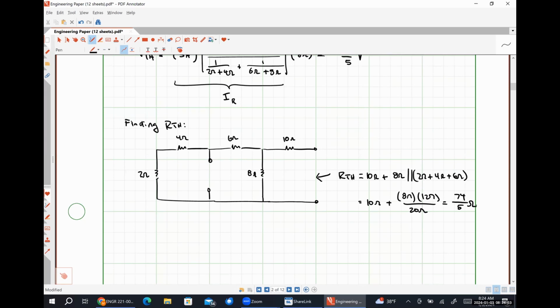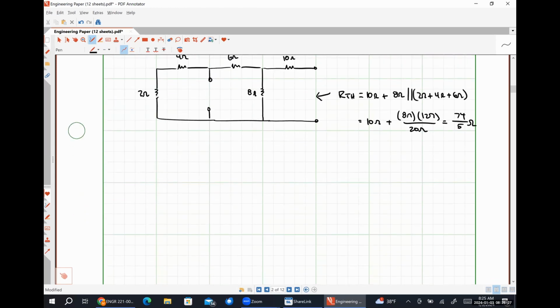74/5 of an ohm. Ashton, did I do mental math correct? 2 plus 4 plus 6 is 12, and 12 and 8 is 12. So yeah, there. All right. So finding the Thevenin resistance is literally just using resistance combination techniques like we've been doing for the better part of a month and a half or whatever in this class, or I guess a month. And you've been doing it in previous classes and all that kind of jazz.